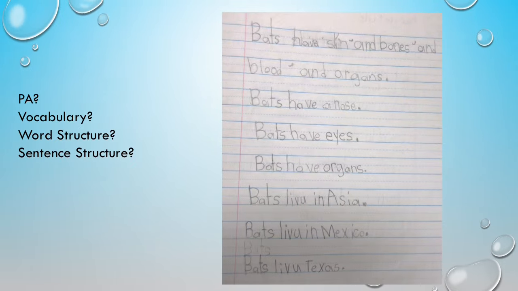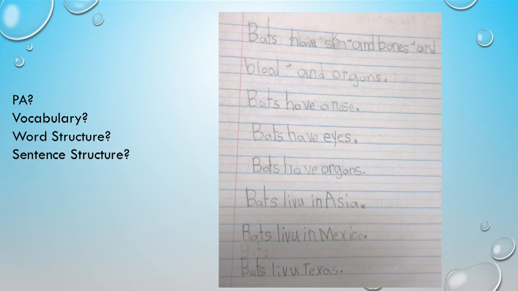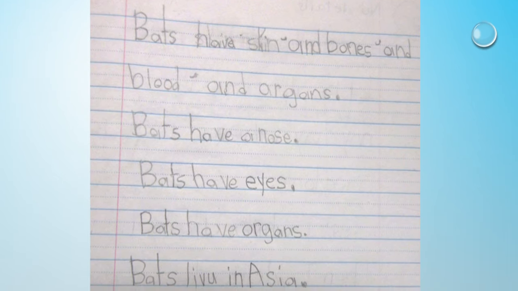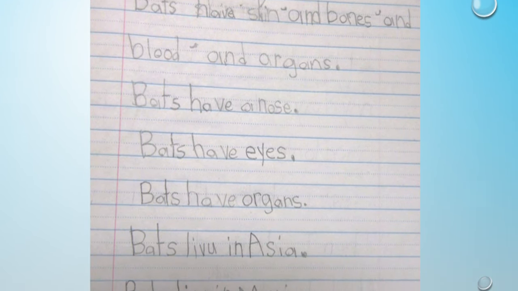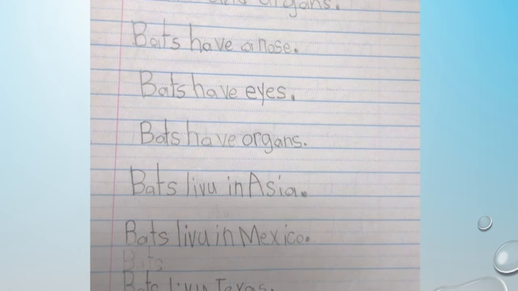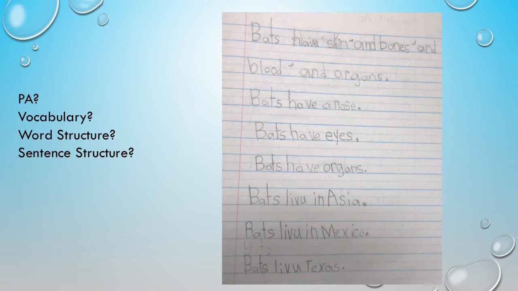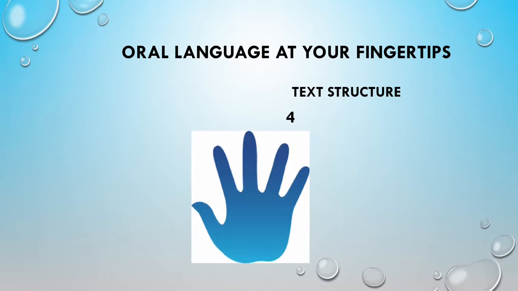Okay, how about this one? The phonological awareness looks pretty good. It's coming along. Vocabulary, there's some nice vocabulary in there. Word structure, I see some plurals. Most verbs are uninflected, so no endings in there. And sentence structure, we see the same structure over and over again. It's a pretty simple structure. Subject, verb, object.